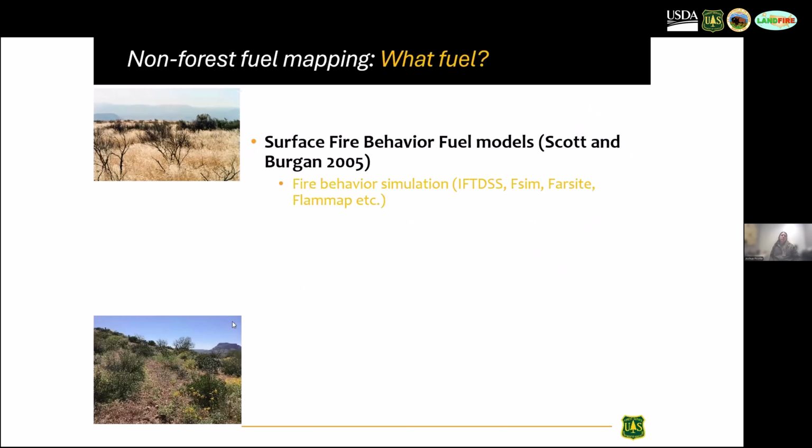Okay, so non-forest fuel mapping, what fuel is there? For example, in this top image, you can see that there's a ton of annual grasses surrounded by shrubs, whereas in the bottom image you see mostly shrubs. And this strongly affects, again, surface fuel fire behavior models, the Scott and Burgan models, for example, and also just the simulations, NIFTY, FSim, FARSITE, FlamMap, et cetera, 3D models, QUIC-Fire. So all these play a role, and the fuels, especially fine fuels, strongly influence these models.